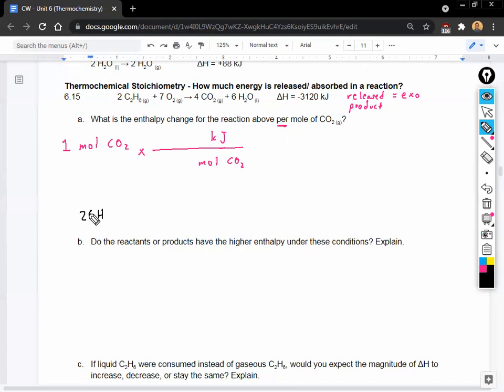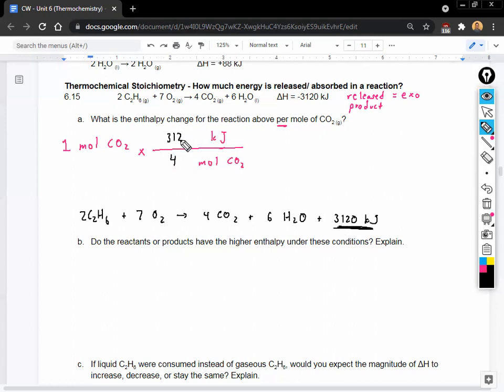So what we can do is rewrite this equation like this. Since energy is released, energy is a product. So I can write the equation like this, where I have energy on one side of the chemical equation. I have energy on the product side. So I can plug in my numbers from the chemical equation. How many moles of CO2 do you see in the chemical equation? 4.